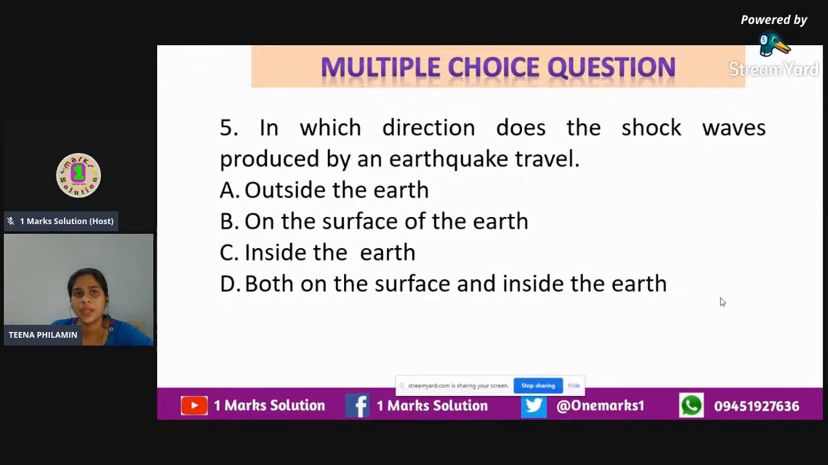Fifth one is, in which direction do the shock waves produced by an earthquake travel? Waves can travel outside the earth, on the surface of the earth, and inside the earth. But the answer is both on the surface and inside the earth. The shock waves can travel on the surface and inside the earth. They do not travel outside the earth because they are produced inside the earth. So the answer is option D, both on the surface and inside the earth.